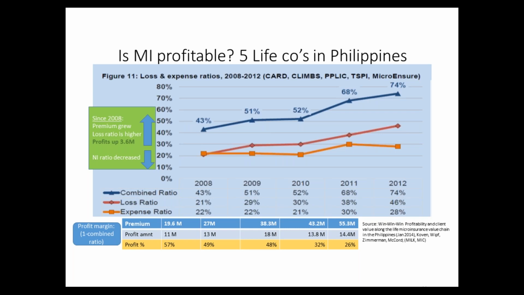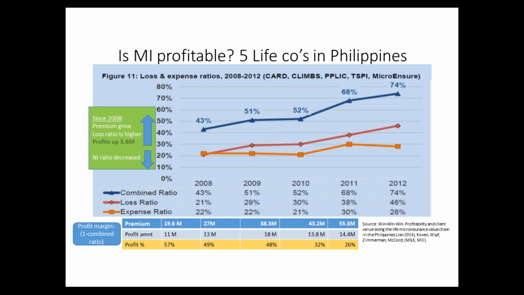But this example is about credit life in the Philippines, showing the progress over years. So in the year 2008, the premium written was about 19.6 million US dollars, and the companies were making a profit of $11 million.